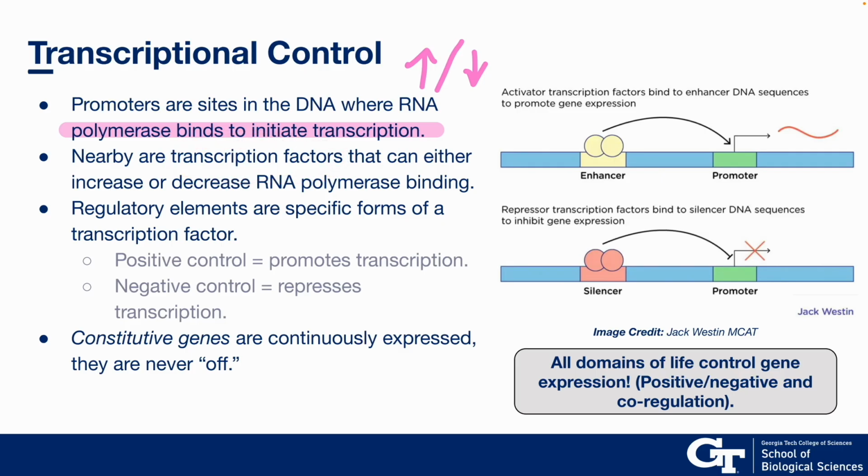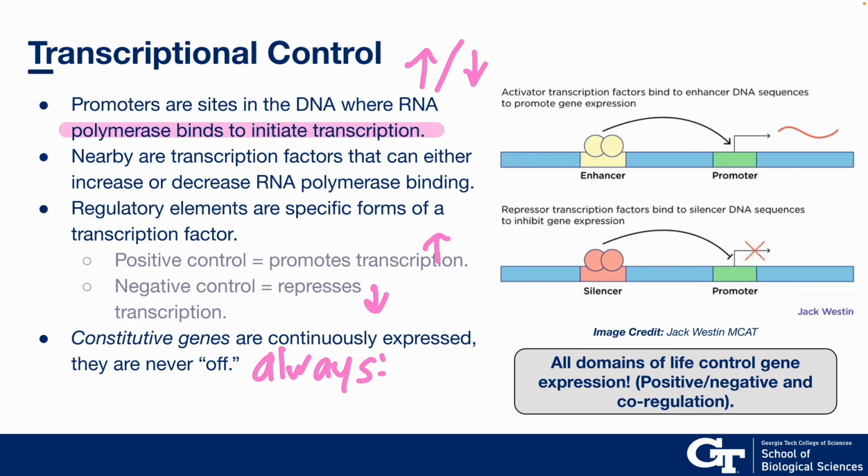So we have positive transcription factors, which increase transcription. We have negative transcription factors that decrease transcription. We see that right here. We have this enhancer that increases the ability of polymerase to bind to this promoter. We have this silencer or this repressor that alters the ability of polymerase to bind to that promoter. And we also have something called a constitutive transcription factor, which is always expressed, always on, always.